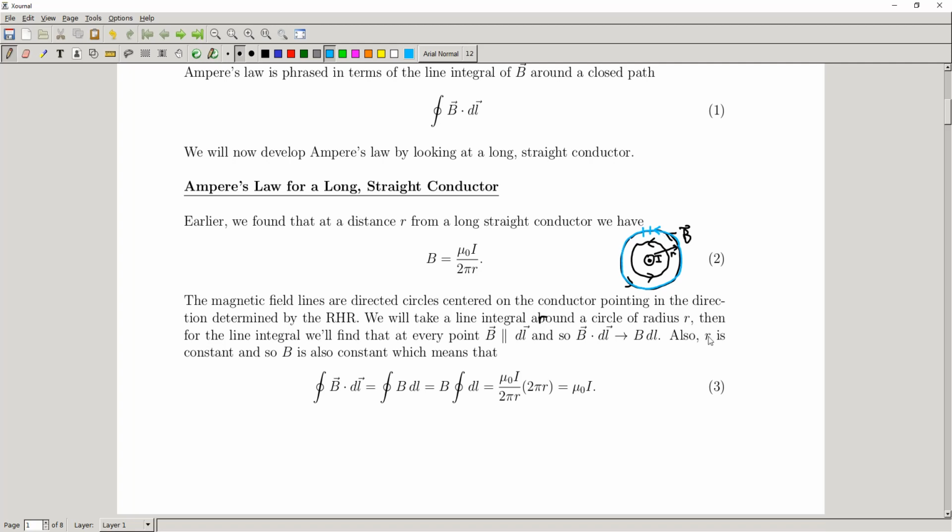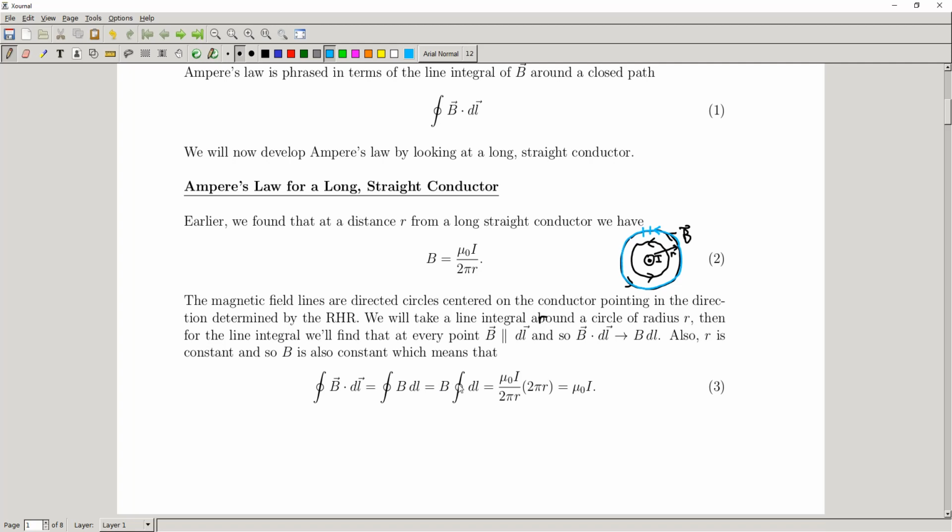And also, because r is constant, because we're always at a constant radial distance away from our conductor, the magnitude of B is also constant. It's not changing, so B can be pulled outside of the integral. So we end up with the integral around our closed loop of B dot dl. Well, this just becomes the integral around the closed loop of B dl. We don't have to worry about the dot product because of the parallel nature of B and dl. And we can pull B out of the integral because B is constant at that constant r.